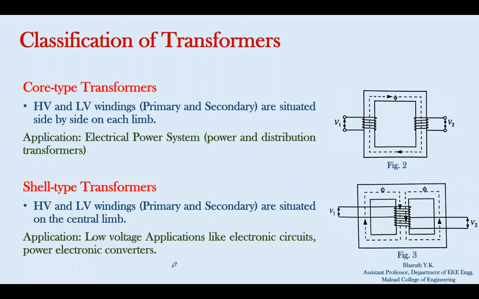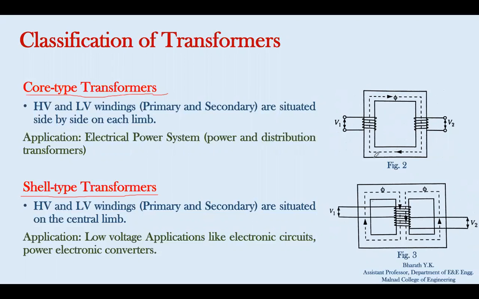So next is classification of transformers. Transformers are broadly classified into two categories based on the construction. The first one is core type transformers. The second one is shell type transformers. In core type transformers, as you can see in figure 2, the LV and HV windings, in other words, the primary and secondary windings, are situated side by side on each limb.